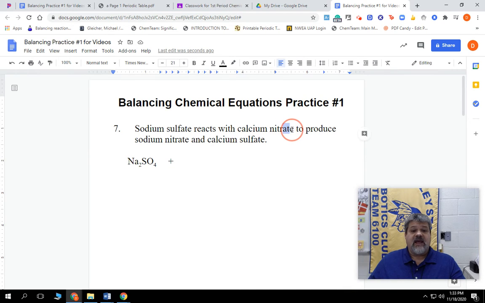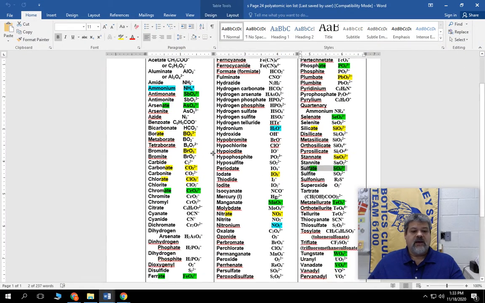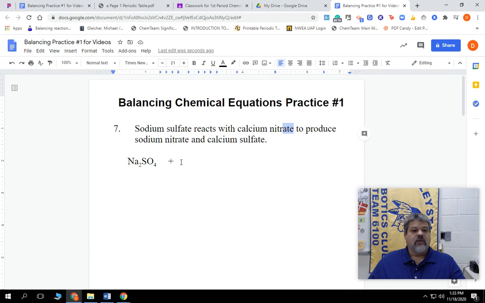It ends in -ate, so that means we have to go to our polyatomic ion sheet. So let's go to our polyatomic ion sheet, which is right here, and let's find nitrate. Nitrate is right there. So it is NO3 and a -1. So we can go ahead and put that in there. We have calcium, Ca, that was a +2. My nitrate was a -1, so we're going to crisscross, and I only need 1 calcium. But I have to have nitrate, which is NO3.